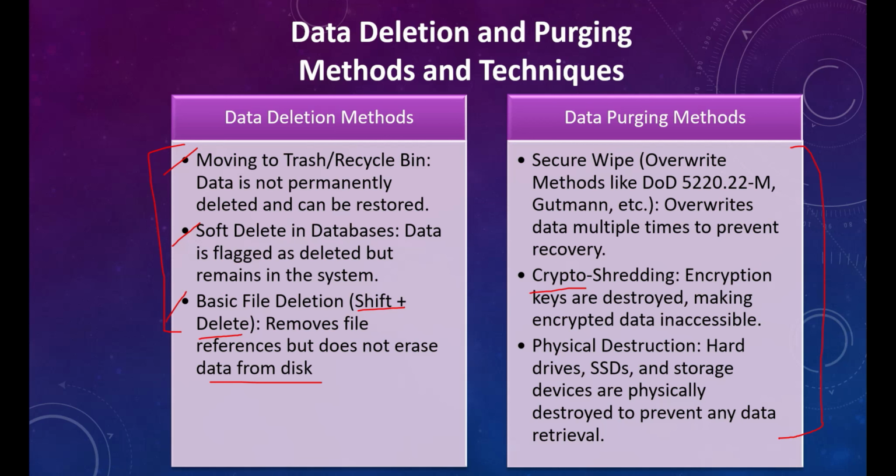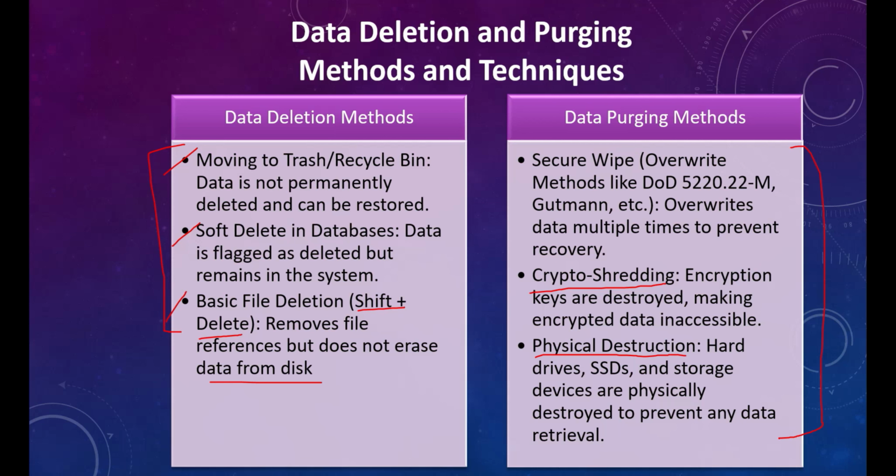Another technique is crypto shredding, where encryption keys are destroyed, making the encrypted data inaccessible. Here the data might still remain as bits, zeros and ones, but the encryption key will be completely destroyed, so there is nothing to decrypt those zeros and ones into actual information. You just remove that key from the system permanently without a trace. So even though the zeros and ones are available on the disk, it will just be zeros and ones, and it will not be accessible to anyone.